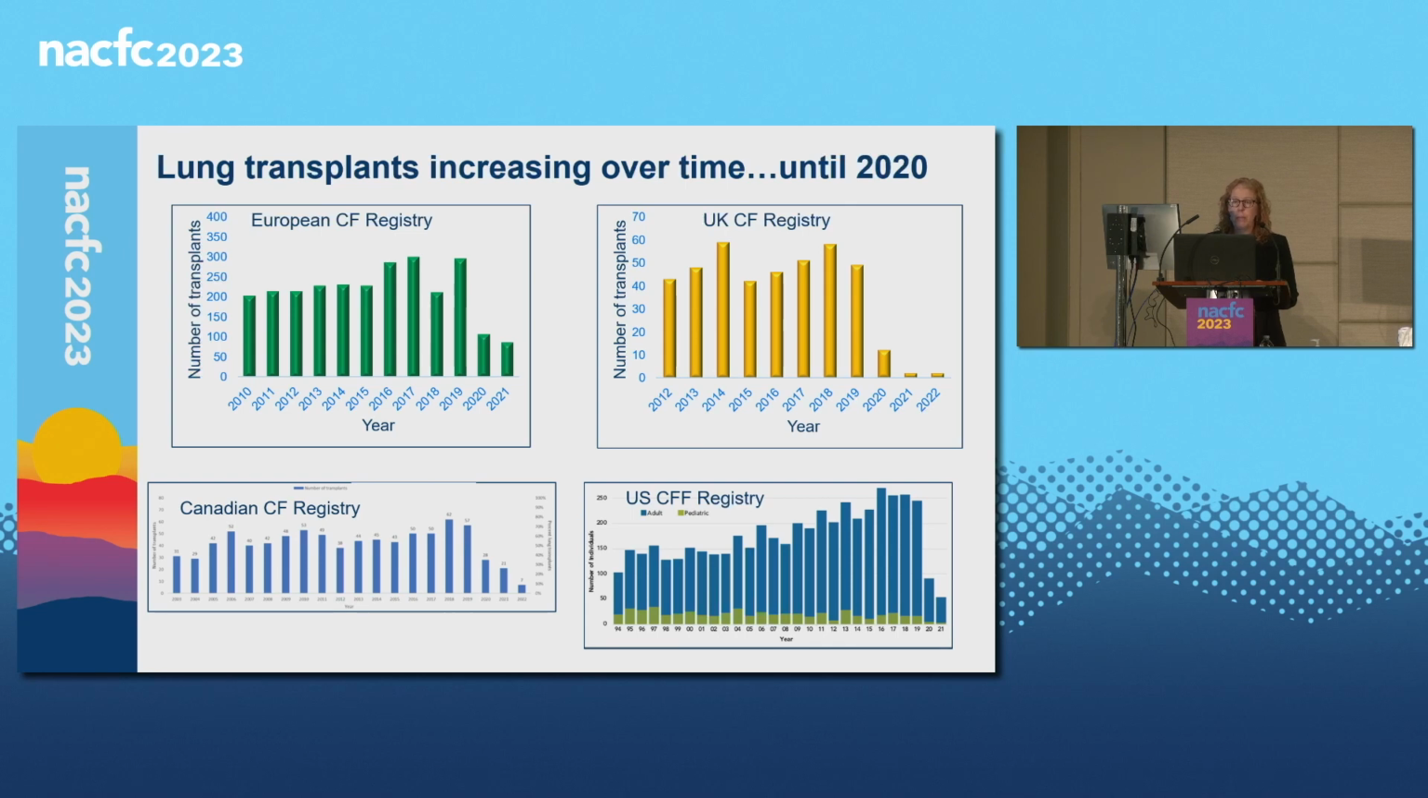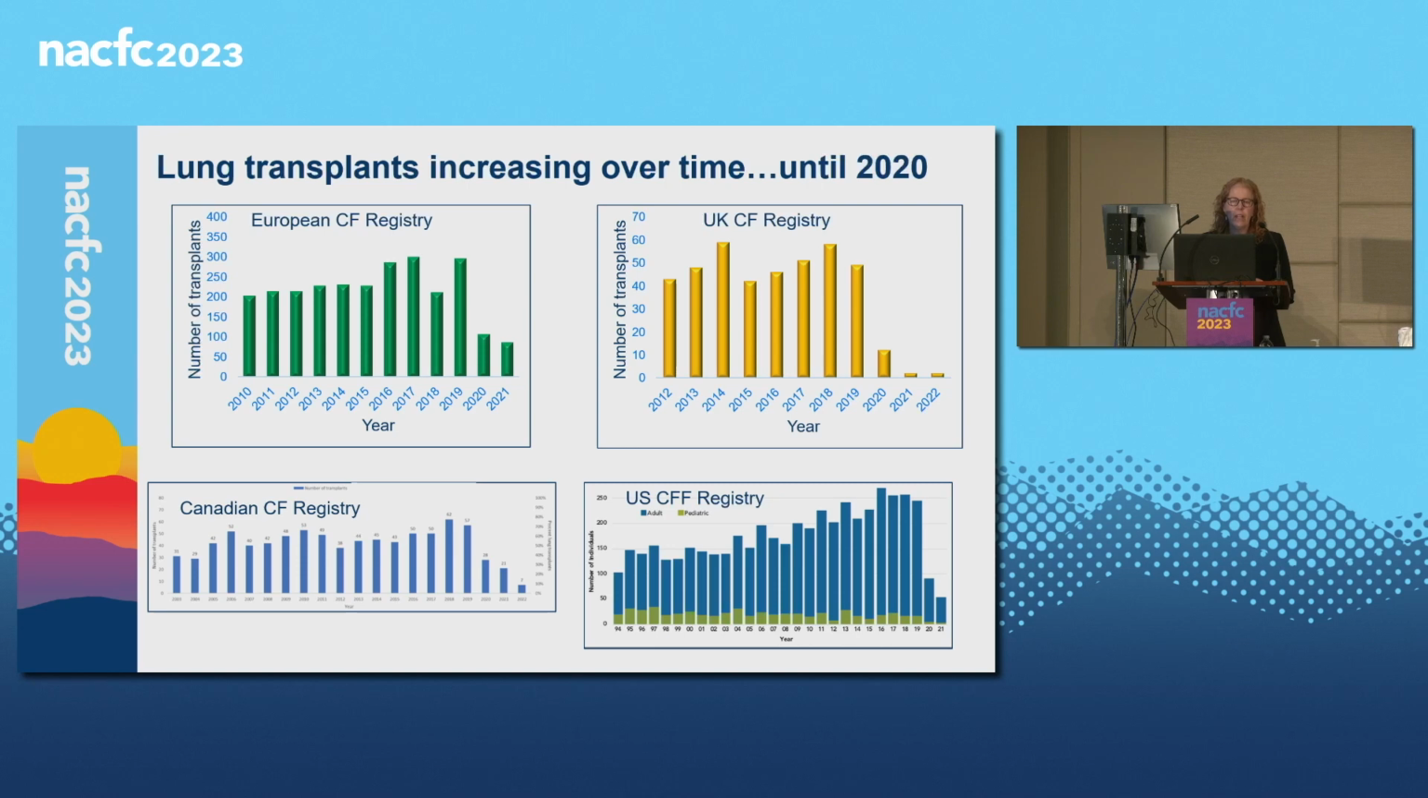Obviously, the pandemic played a role because we know that during the pandemic, some of the transplant programs were closed. They weren't doing as many transplants. We also know that the pandemic reduced the number of pulmonary exacerbations that our patients experienced, and there were fewer hospitalizations. So, of course, the pandemic may have played a role. But also, the availability of ETI is another possibility.